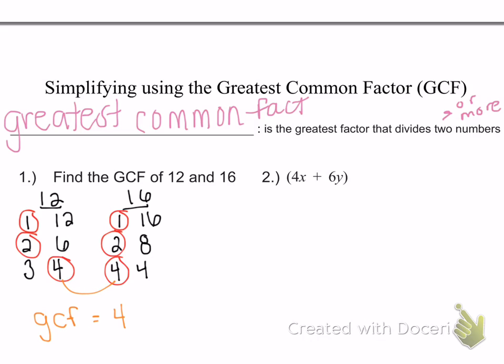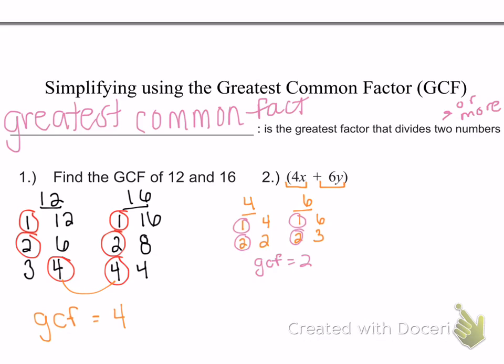But here's what one would look like using quadratics or factors. You have two terms: a 4x and a 6y. Well, let's look at the numbers out front. We have 4 and we have 6. Factors of 4 are 1 and 4, and 2 and 2. Factors of 6 are 1 and 6, and 2 and 3. Your goal is to figure out which ones they have in common. They have 1 and 2 in common, so our GCF is 2.